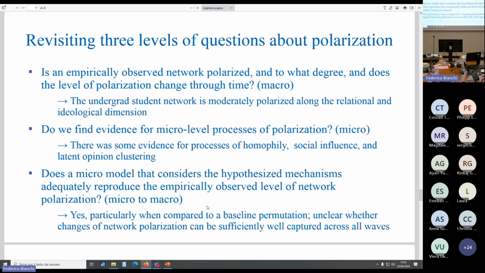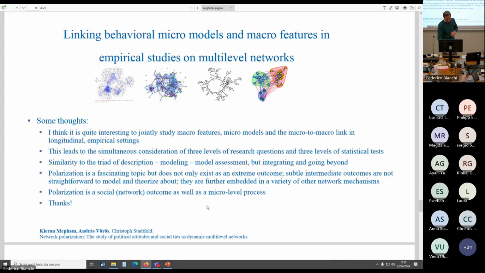It is unclear whether it sufficiently captures trends through time and whether it works for all waves, assuming that the mechanisms stay constant through the whole data collection. So I put some final thoughts on the final slide. Maybe I'm just mentioning a few main points.